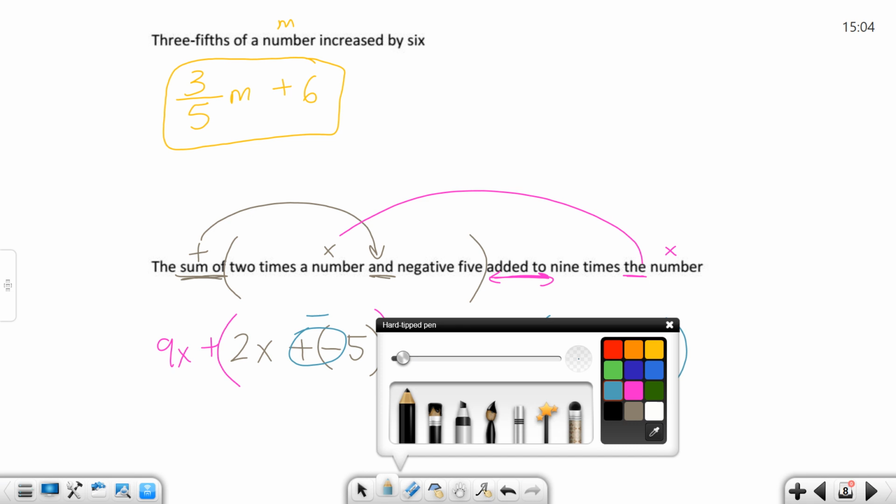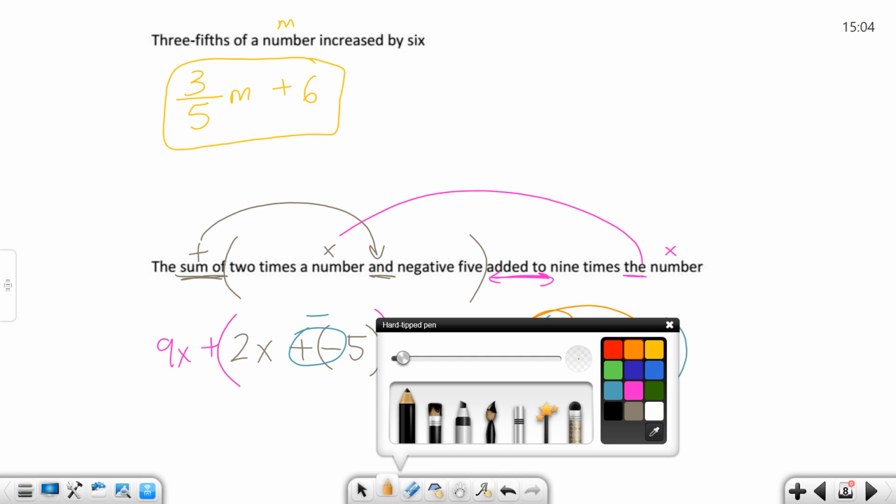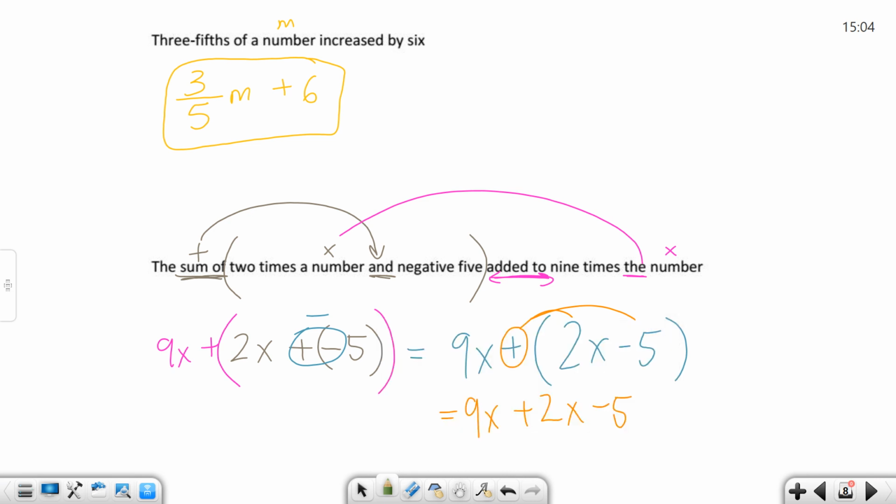And then I'm going to say, okay, wait a minute. I'm going to distribute this plus sign. What is a plus? It doesn't change anything. This is 9x plus 2x minus 5. And then we're going to take those two and put them together, and that's going to give me 11x minus 5. And now I'm through simplifying.